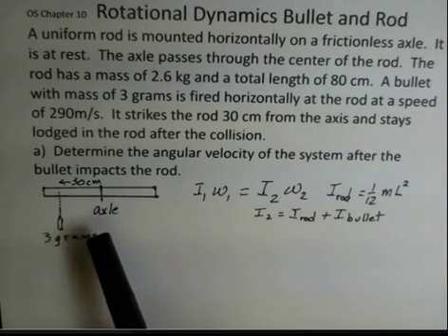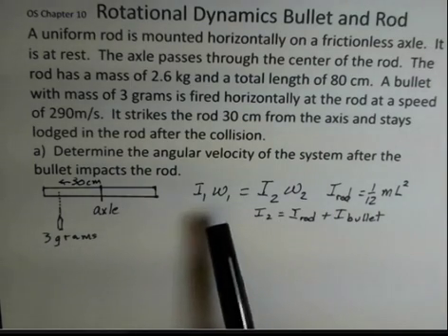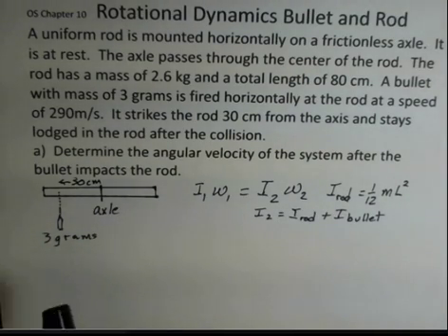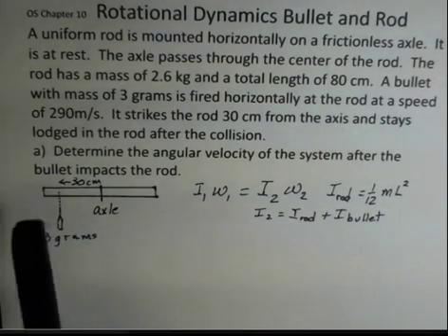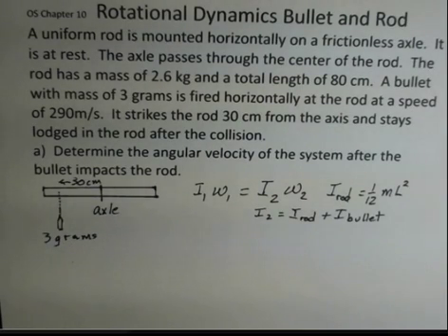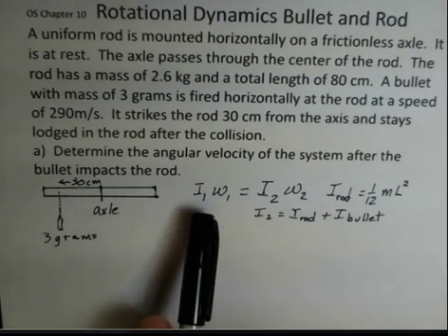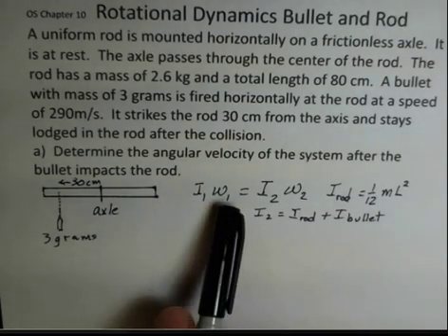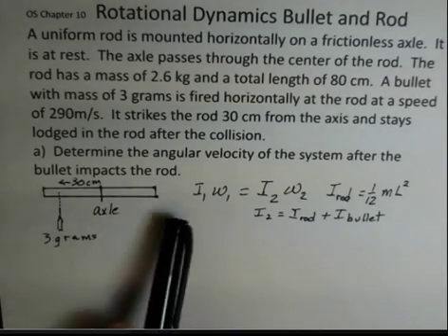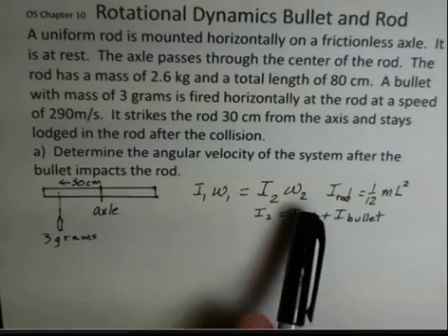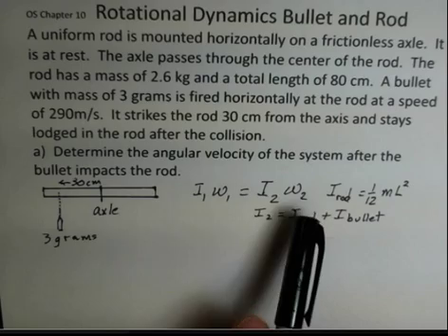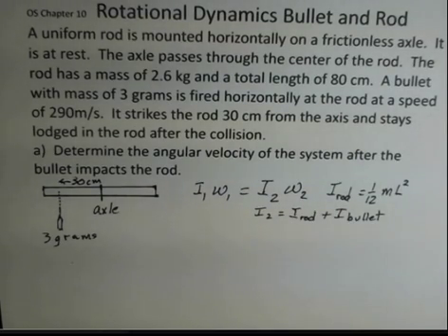Well, this system is set up for conservation of momentum. Conservation of energy will not work because we have an inelastic collision. The bullet is being captured by the rod. So we use conservation of angular momentum. The rotational inertia I1 and omega 1, that's at the start of the problem, equals rotational inertia times omega 2, the angular velocity after the impact occurs.